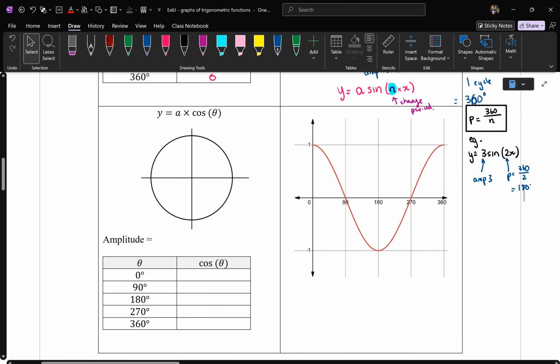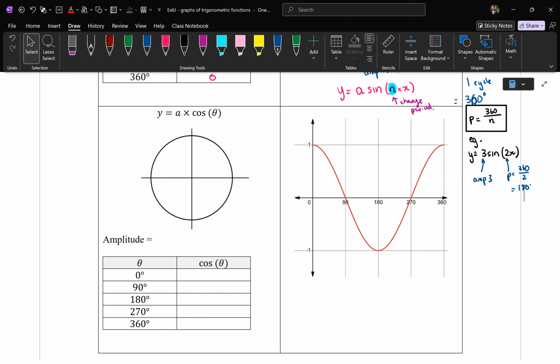Next one. So you've got sine now. Cos is exactly the same thing. Features are all the same. Amplitude is still the same. Period is still the same. The only difference is cos represents x values now. So let's do it again.